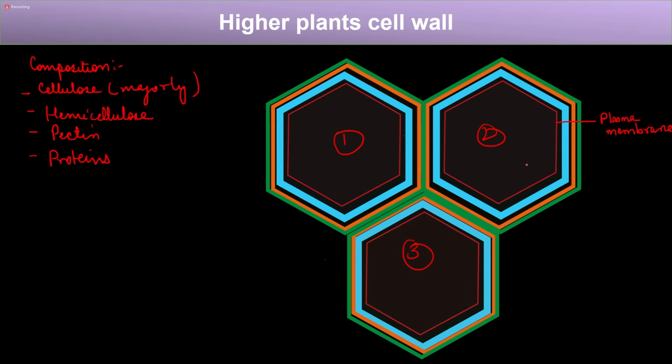Now, if you see next to this plasma membrane, there is this thick layer, right? This thick layer is called the secondary cell wall.